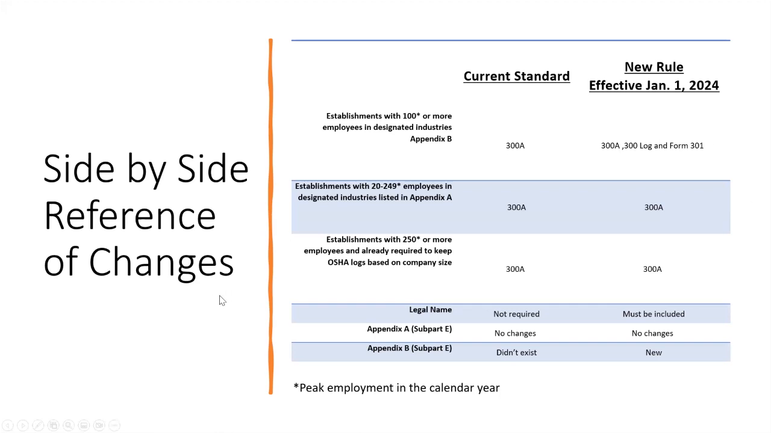So that's just a brief side-by-side of the changes. It's nothing major. Some establishments, it should be very few, are just going to have to add a little bit more information into their annual submissions than what they're accustomed to.